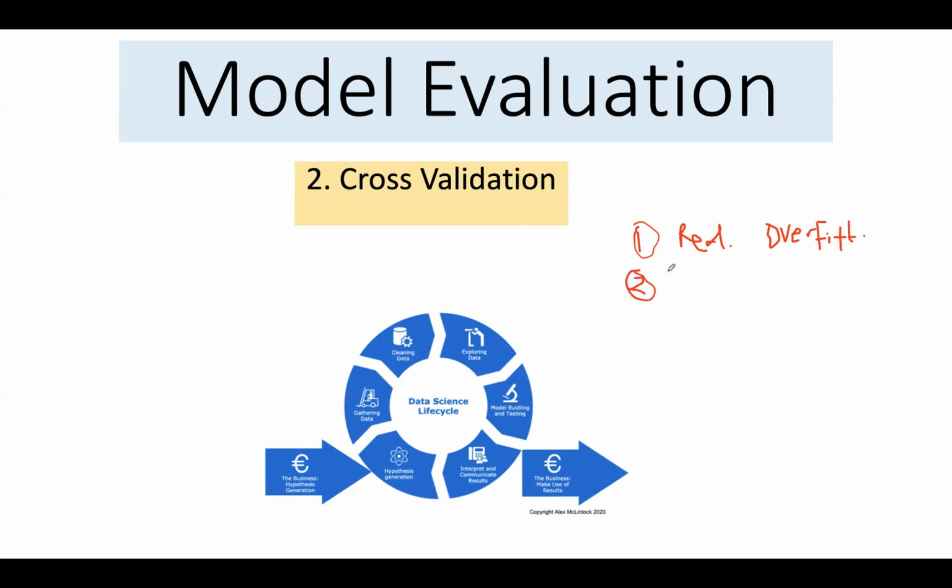Second of all, cross-validation can help identify optimal hyperparameters. So we want to find optimal hyperparameters. For example, for the model, different hyperparameters can lead to different performance on different k-folds. So let's look at how cross-validation works.